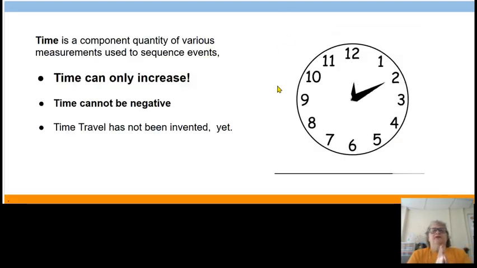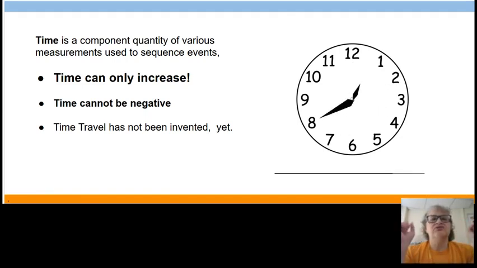All right. So time is something that you're familiar with, right? So just have to remember that time is a component quantity of various measurements, right? Meters per second, speed. Speed has time in it. It isn't time, but it has time.